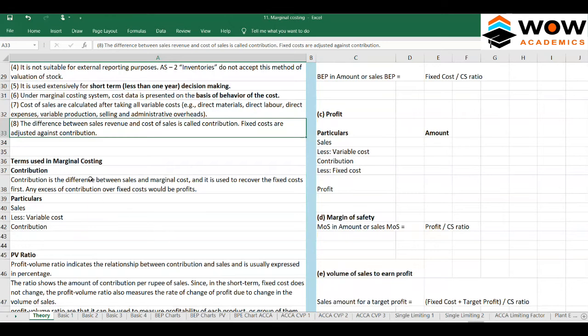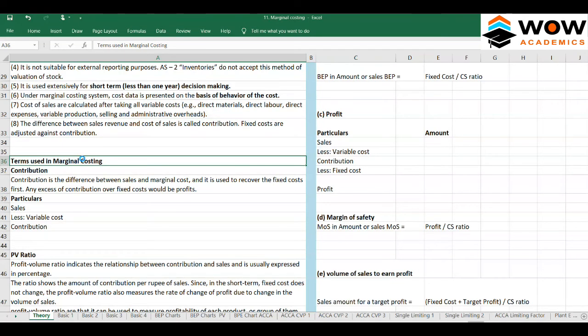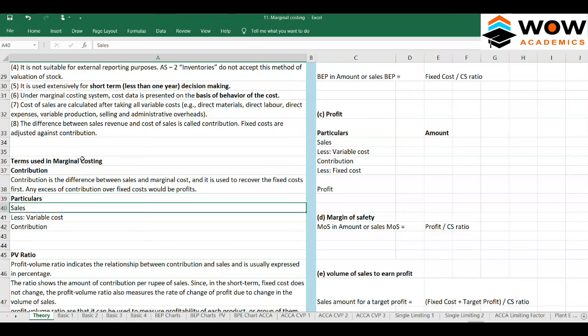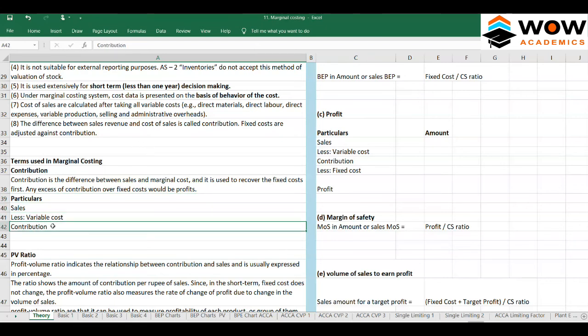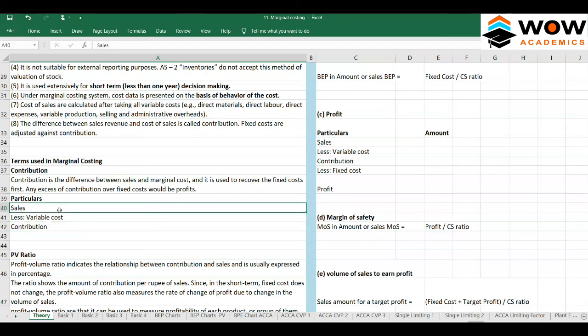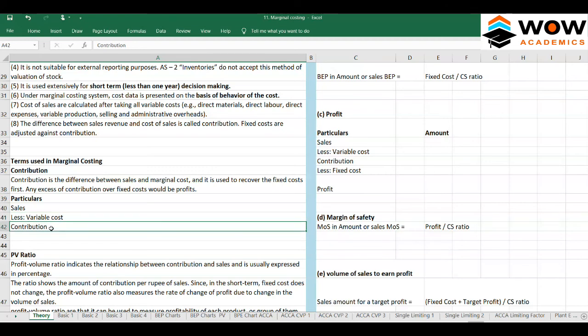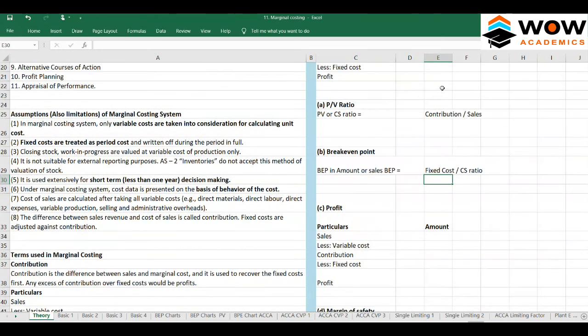So let's look at the important terms which are used in marginal costing, because without these terms it's quite impossible to understand marginal costing. So we'll start. The first one is contribution. As we have already seen, it's the difference between sales and variable cost. It can be the whole amount of sales and the whole amount of variable cost, which gives the whole amount of contribution, or it can be selling price per unit and variable cost per unit, which gives the contribution per unit.